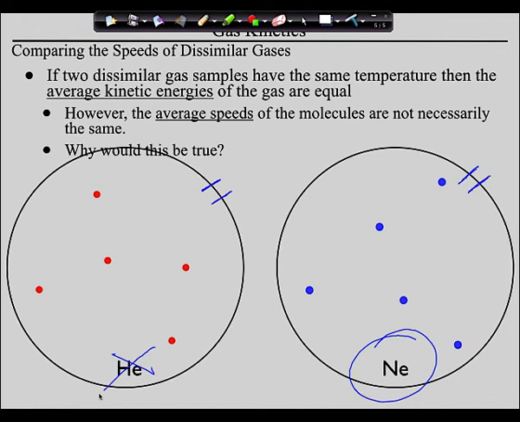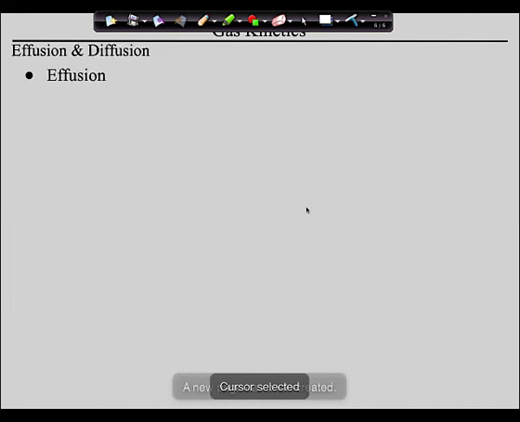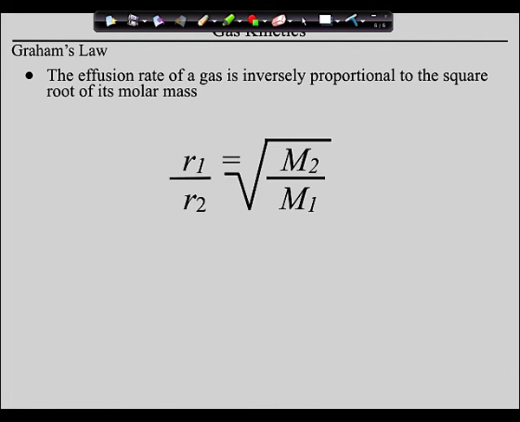How do we do that? Well, guys, it used to be that this was on the AP equation sheet. I'm just going to lay it on you. This is actually the equation. It looks like this. This is what is called Graham's Law of Effusion. And it says that the effusion rate of a gas is inversely proportional to the square root of its molar mass.